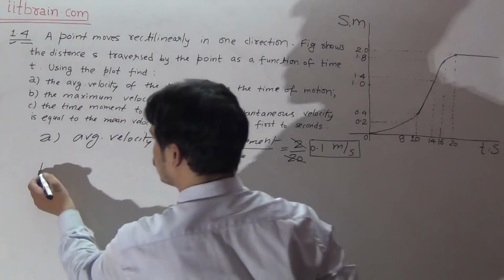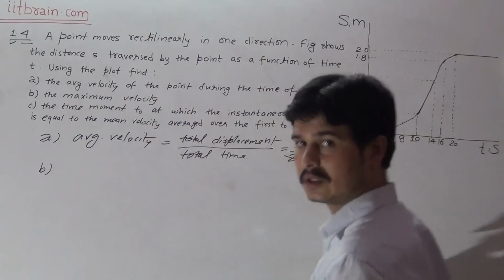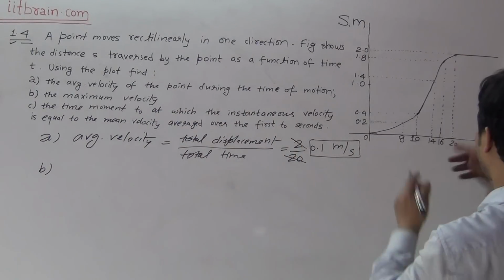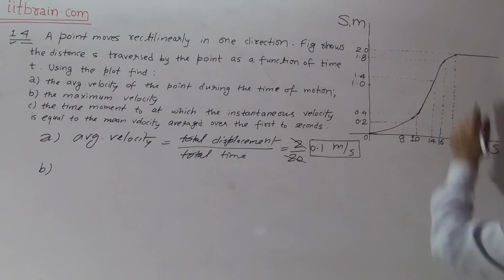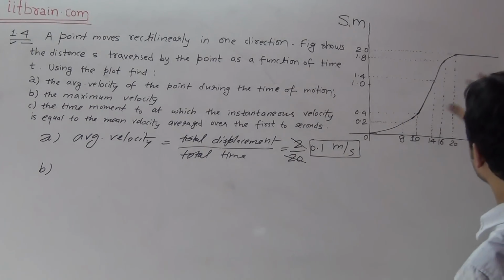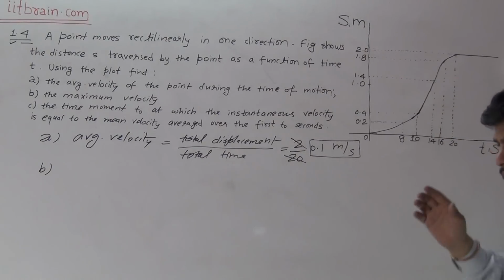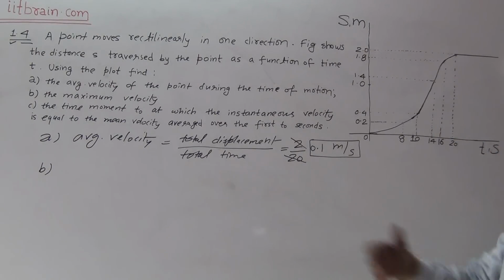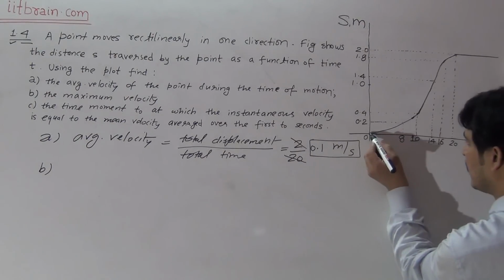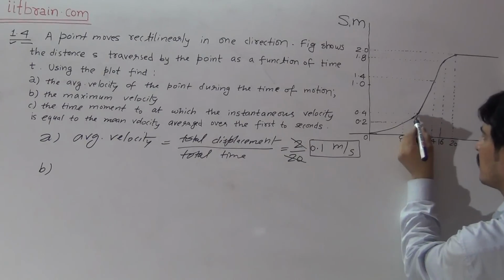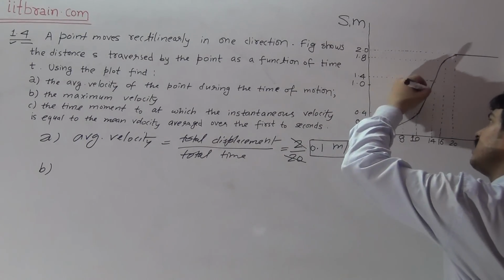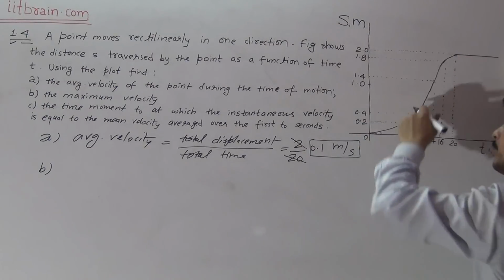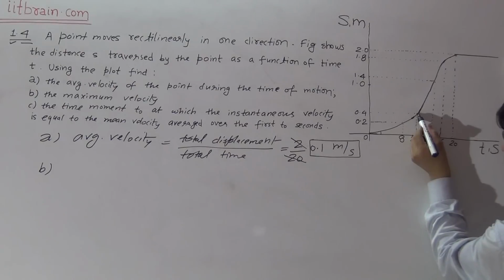The second part of the problem is to find the maximum velocity. Maximum velocity means we have to select the part of the curve, the part of the diagram, which has maximum slope. We see here that this part is a curve with a little slope. But the second part, this straight line, is the maximum sloped part of the curve. Here the slope is greatest.